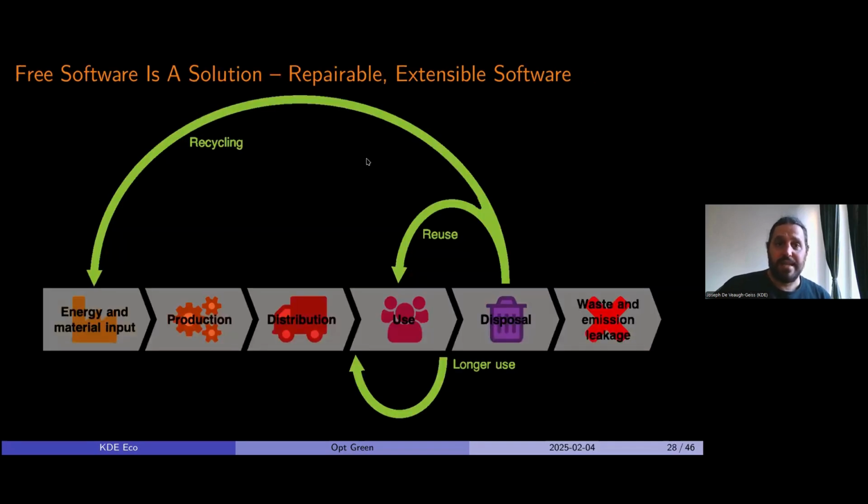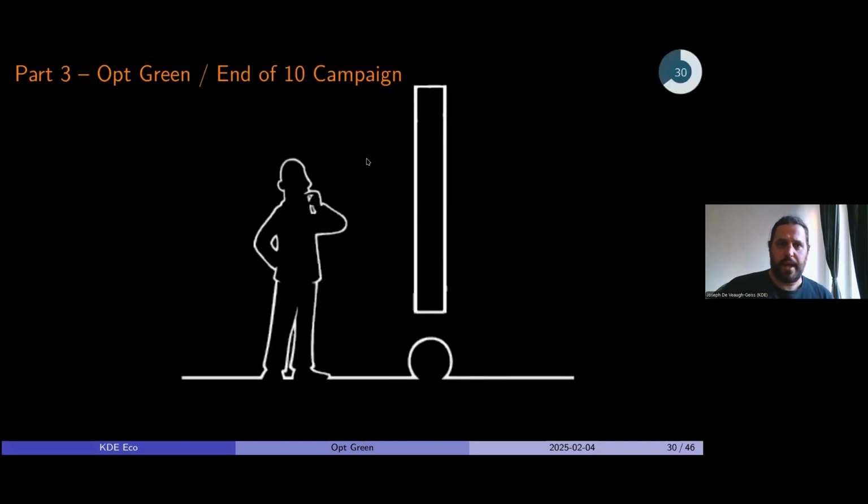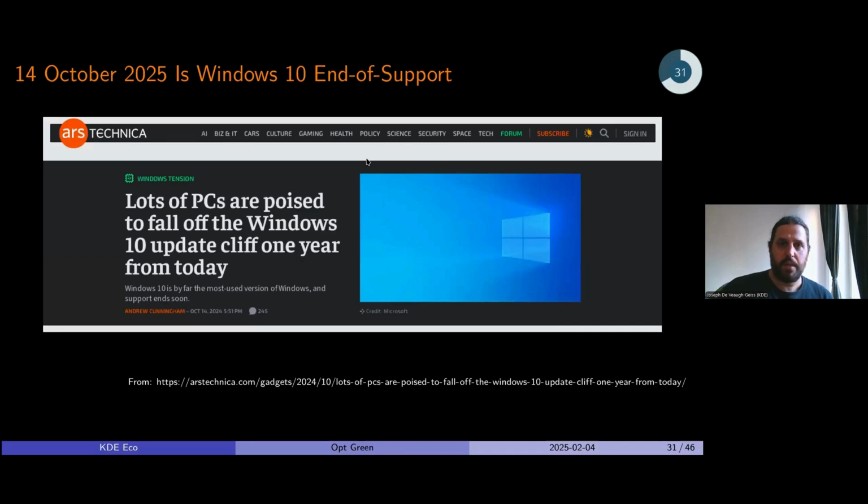Free software is a solution, and the reason for that is because it enables the longer use, reuse, and recycling of software and hardware. Whereas with proprietary software, at all of those stages where you can interrupt this disposal stage, you have a vendor dependency in order to be able to do those things. So let's look at a concrete example of upcycling or reuse of hardware.